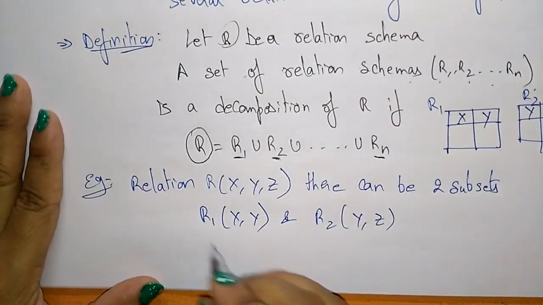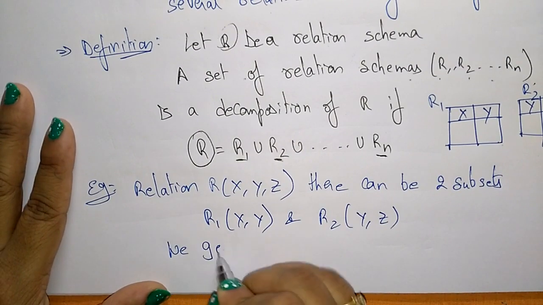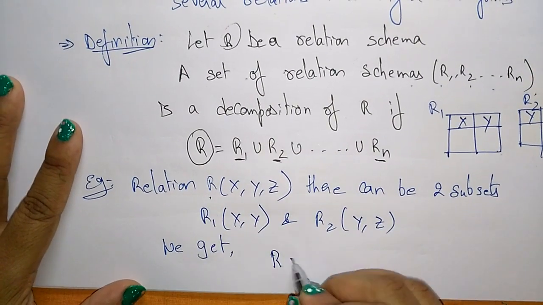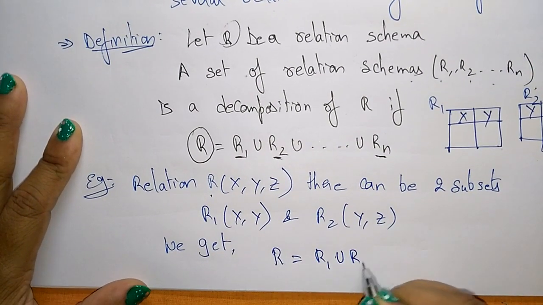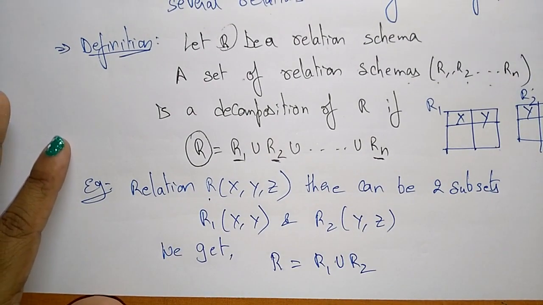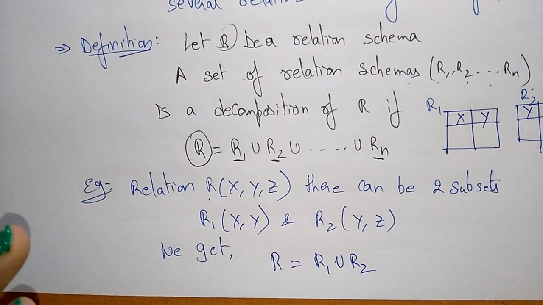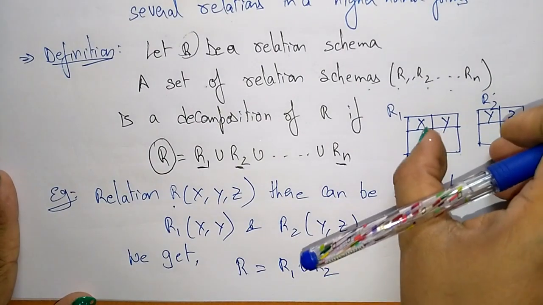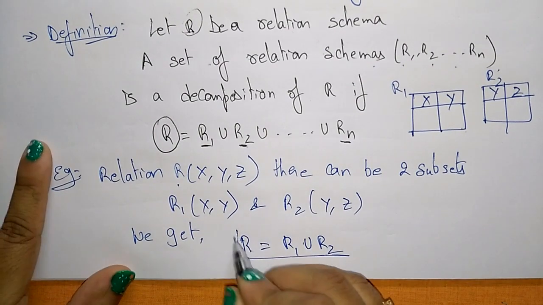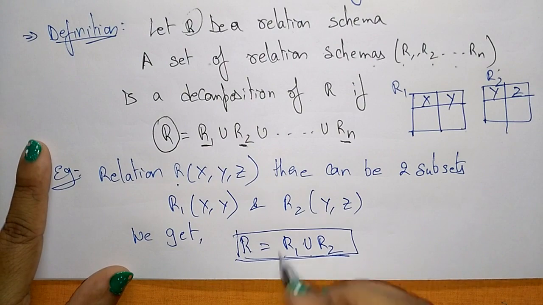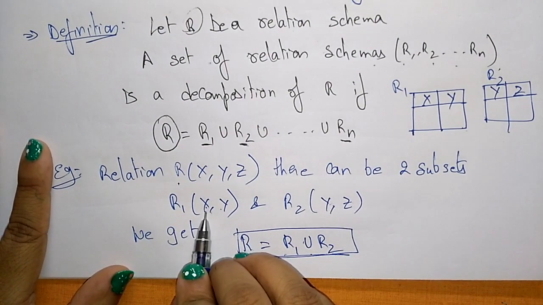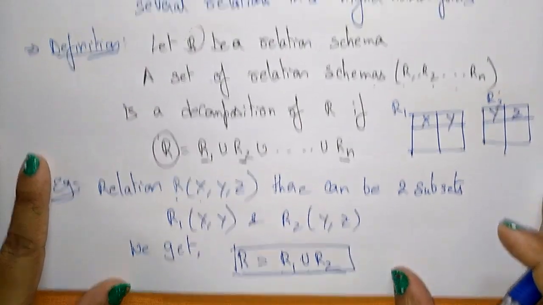So now we get the main relation R is equal to R1 union R2. So this is a decomposition technique. We just divide the table into two tables. Again we take the union, means you are doing the R condition, R is equal to R1 union R2. So whenever you do the union operation on these two relations, you will get the main relation.